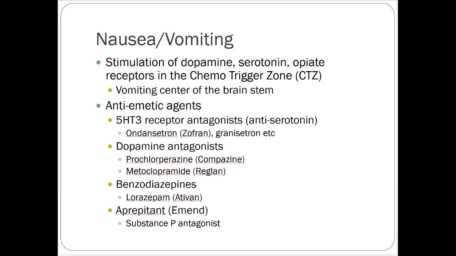Benzodiazepines are often used for anxiety, but they also work pretty well for nausea and vomiting too. So lorazepam is a common drug for that. And we have another drug called aprepitant, which is specific only to chemotherapy. It's a substance P antagonist, and substance P is involved with the body's ability to sense pain, and for some reason it actually has an effect on nausea too, and that's a drug that is given too.